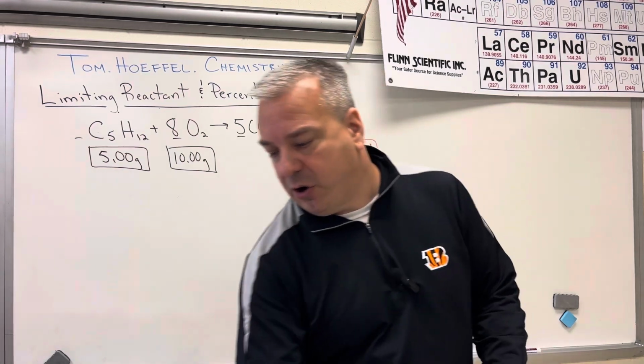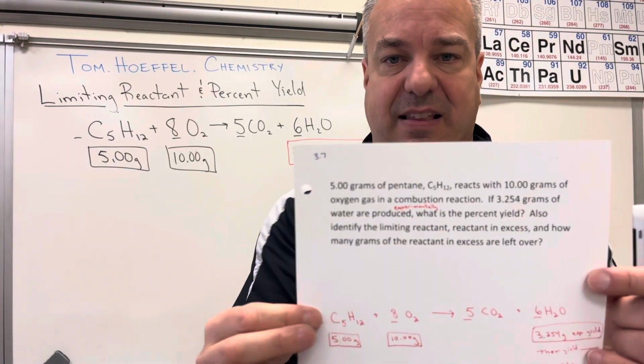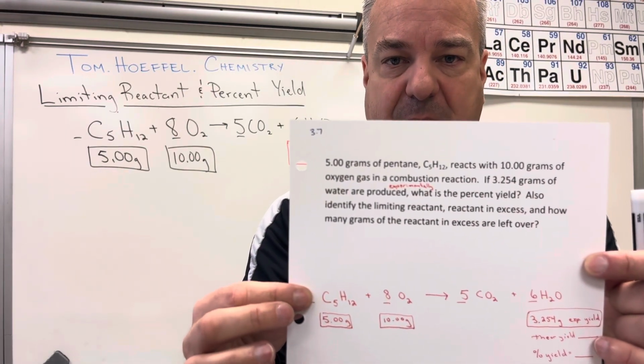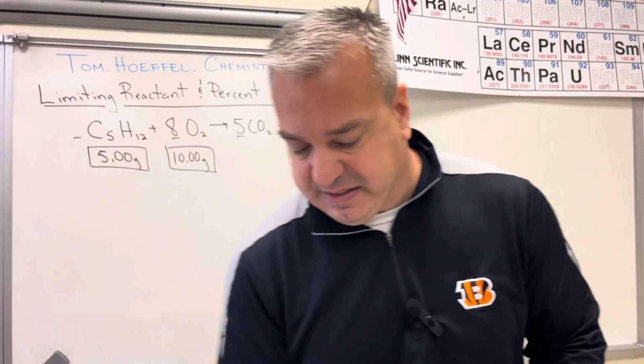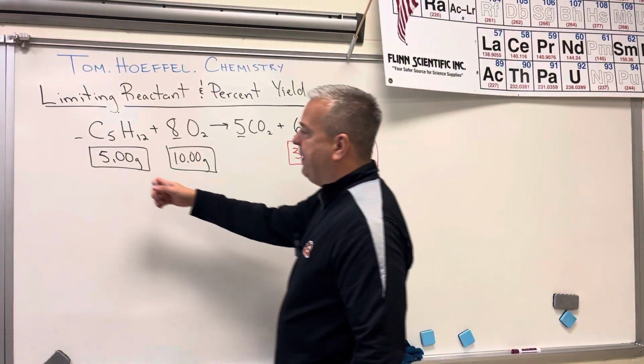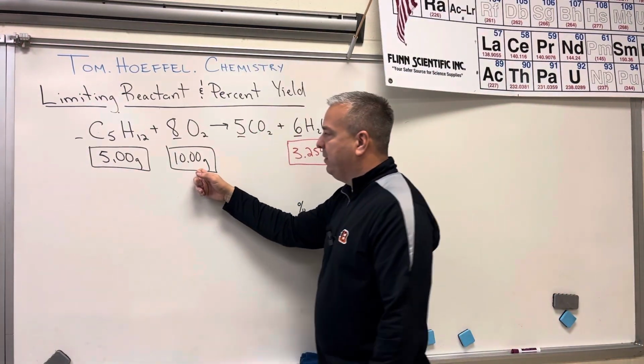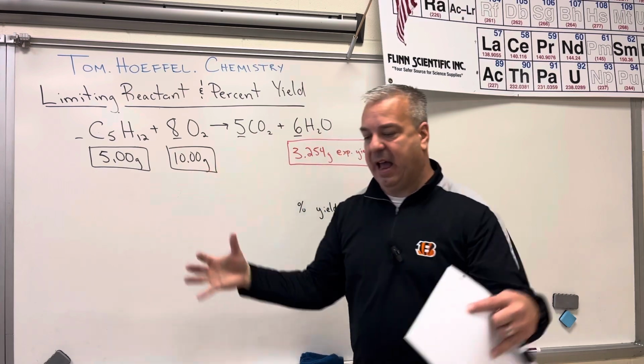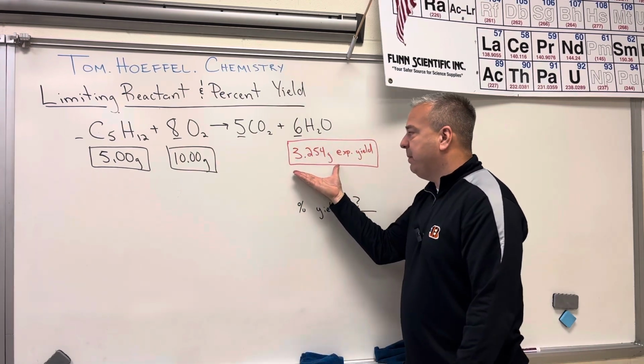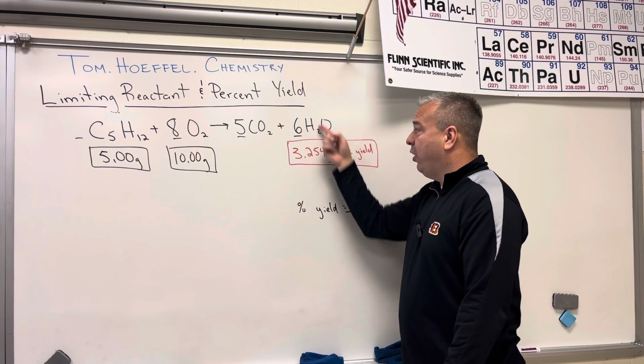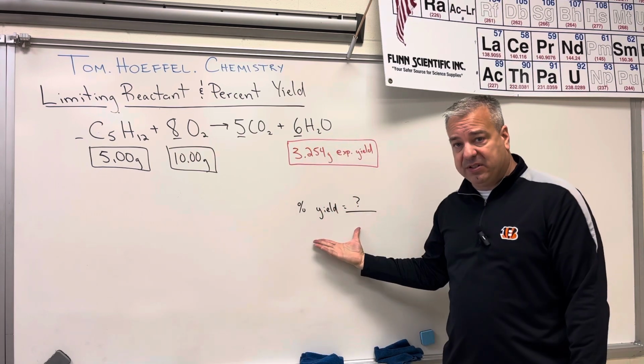And if I were to show the prompt to you, it would look something like this. You might want to take a quick screenshot of it. But it basically says, hey, if you have 5 grams of pentane reacting with 10 grams of oxygen, and I performed this experiment and I got 3.254 grams of water, what would the percent yield be?